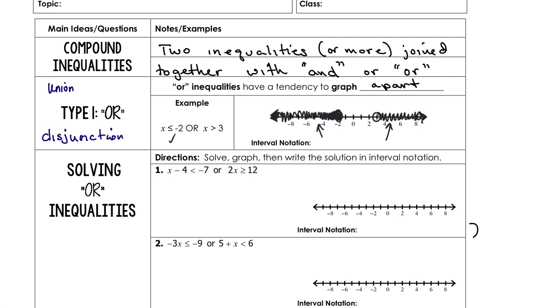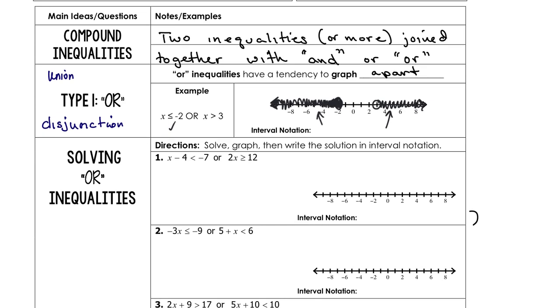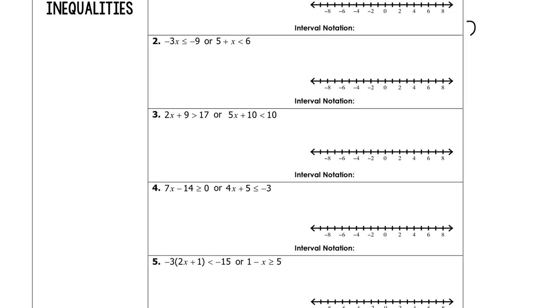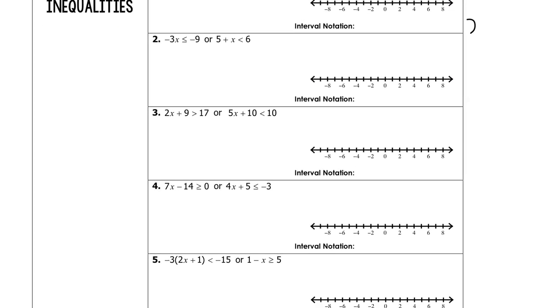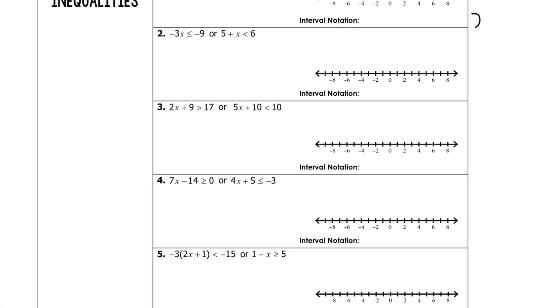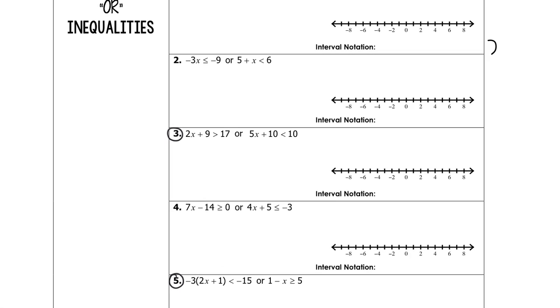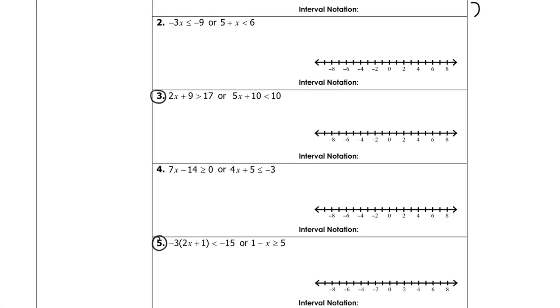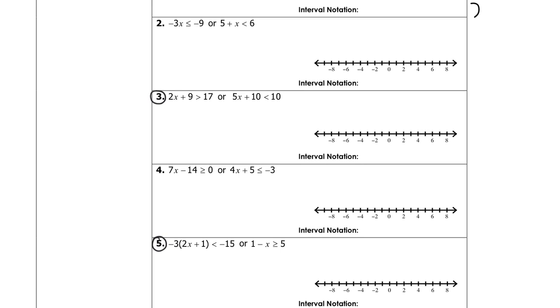So just putting that into practice, we have some problems, and I'm just going to go over two of them. I'm not going to do the first one right off the get-go. I'm going to skip down and do number 3, and I'm going to do number 5. If you're following along, those are the ones I'm doing. So here we go. 2x plus 9 is greater than 17.